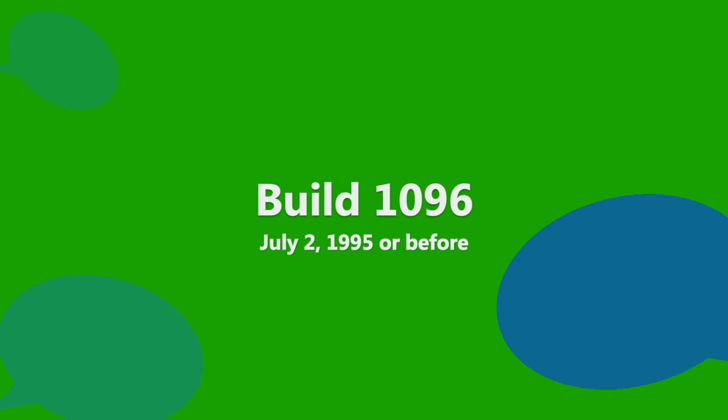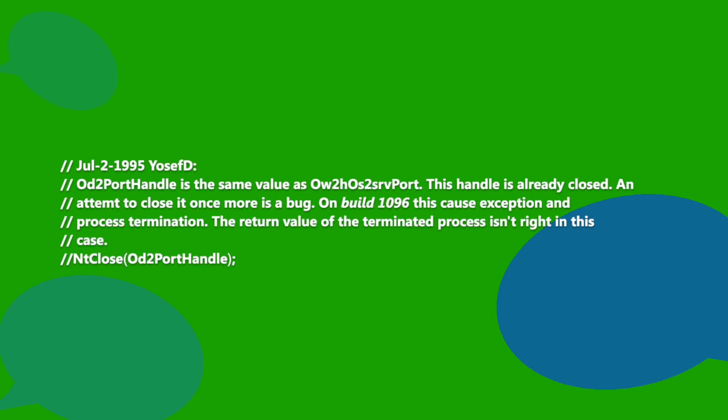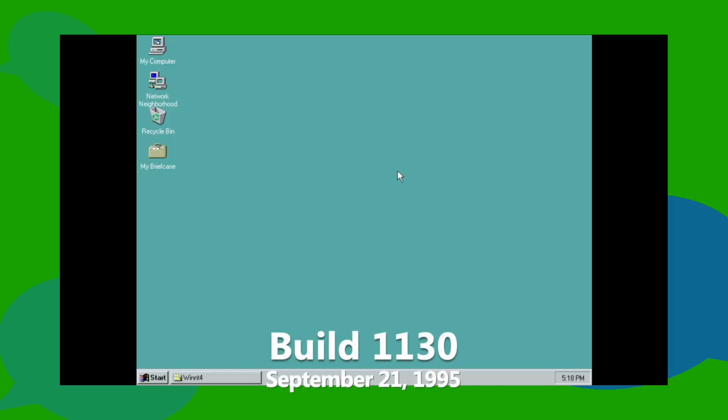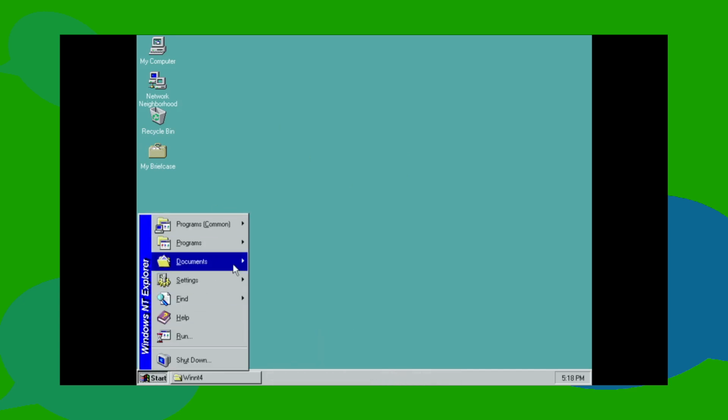Windows NT 4.0 was developed from Windows NT 3.51 and New Shell, as you'll see in some builds. Build 1096 is the first confirmed build of Windows NT 4.0, compiled on or before July 2nd, 1995. The only mention of this build we have is from the file ntinit.ss.c from NT4's source code. Build 1130 is the earliest available build of NT 4.0, compiled on September 21st, 1995. This is similar to Windows NT 3.51 plus New Shell 2, however, with some differences.